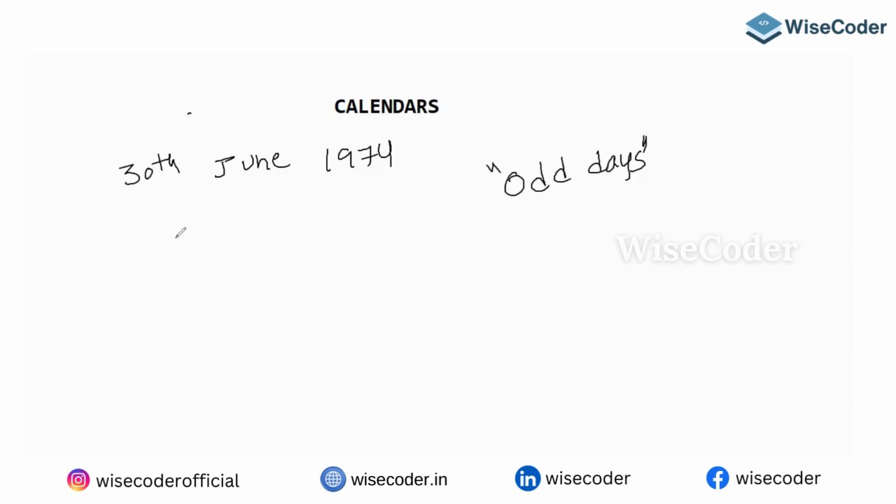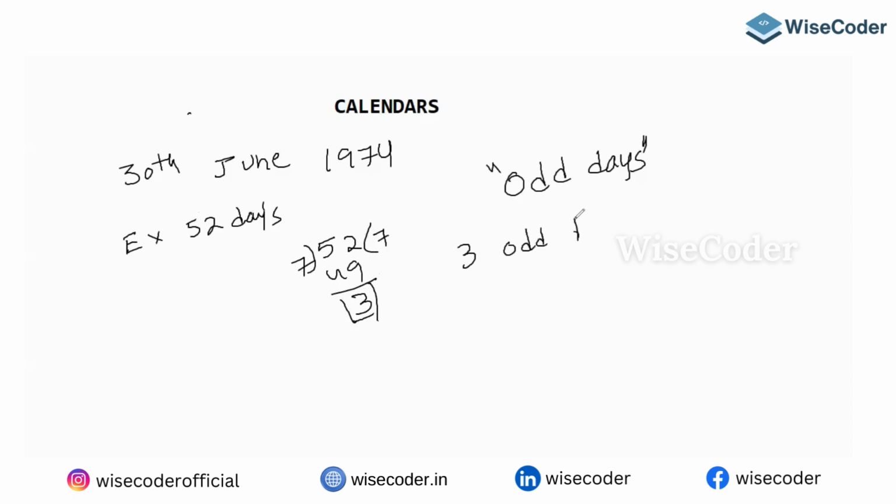Let's take an example. Let's say there are 52 days. You need to find out how many odd days are there. If you divide 52 by 7, 7 sevens are 49. Yes or no? 7 sevens are 49. I am left with 3. So you can say there are 3 odd days.